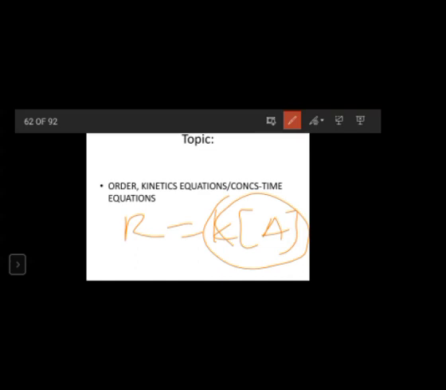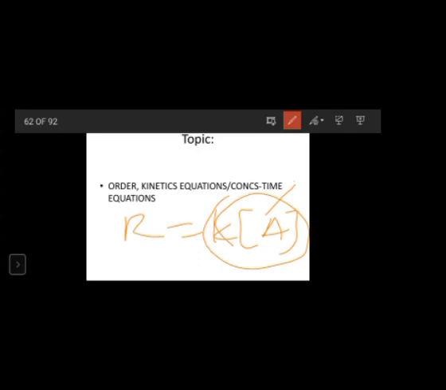But it can't help me so much. Therefore, I need to modify this equation. I need an equation that can predict concentration at any time. So I need a relationship between concentration and time. What do I do to this differential equation? I need to integrate it. So what it gives to me is what we call the integrated rate law.